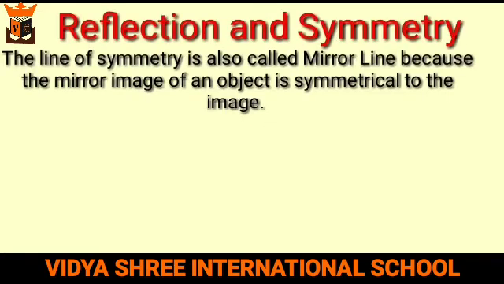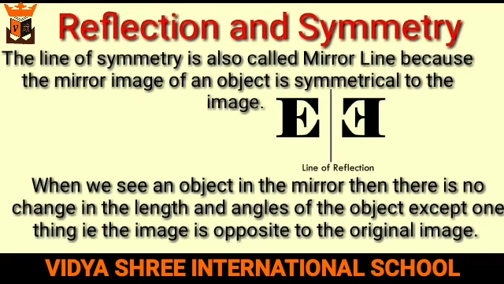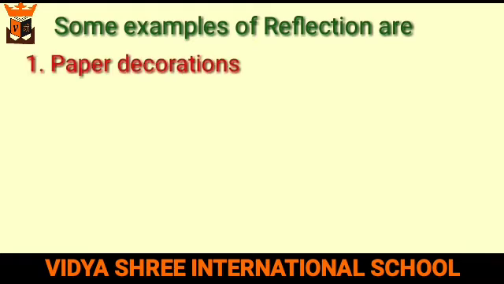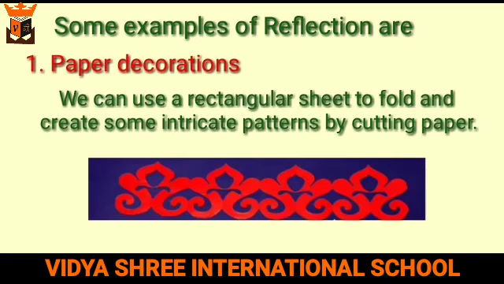Reflection and symmetry. The line of symmetry is also called a mirror line because the mirror image of an object is symmetrical to the image. When we see an object in the mirror, there is no change in the length and the angles of the object except one thing, that is the image is opposite to the original image. Some examples of reflection are paper decoration. We can use a rectangular sheet to fold and create some intricate patterns by cutting paper.